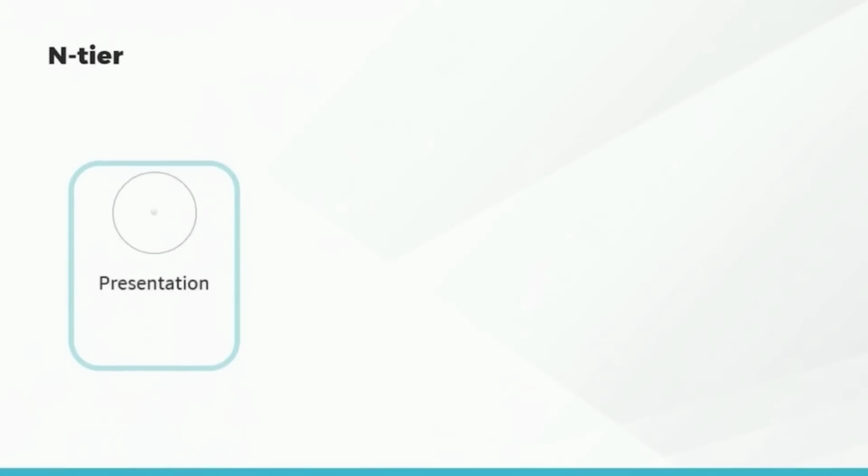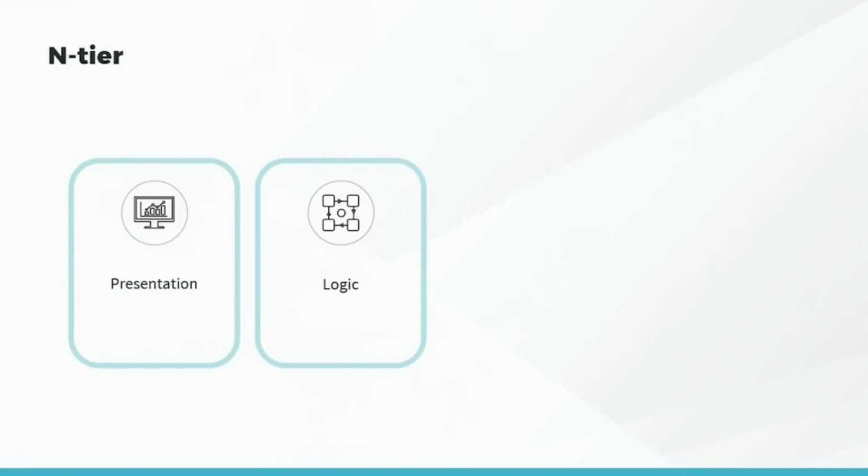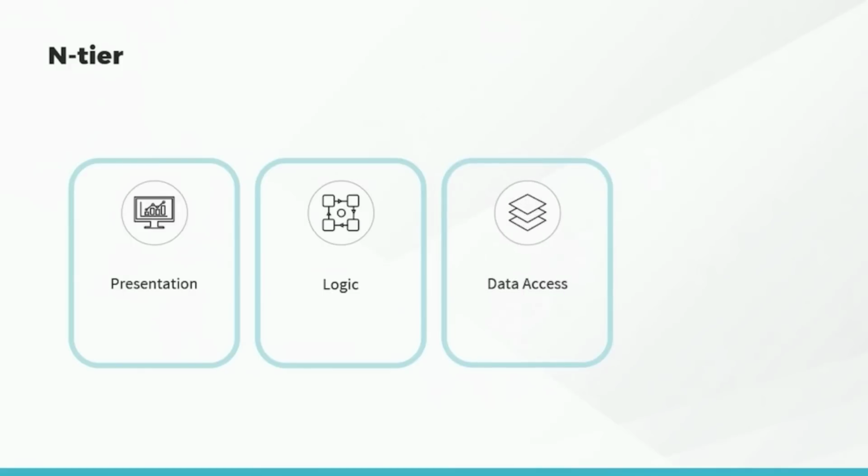Lastly, N-tier, as mentioned, has more than three layers. There is still a presentation layer on the client, a logic layer, usually on a server, but an additional layer is included known as the data access layer, which can be used to control and manage access to the database or data layer.